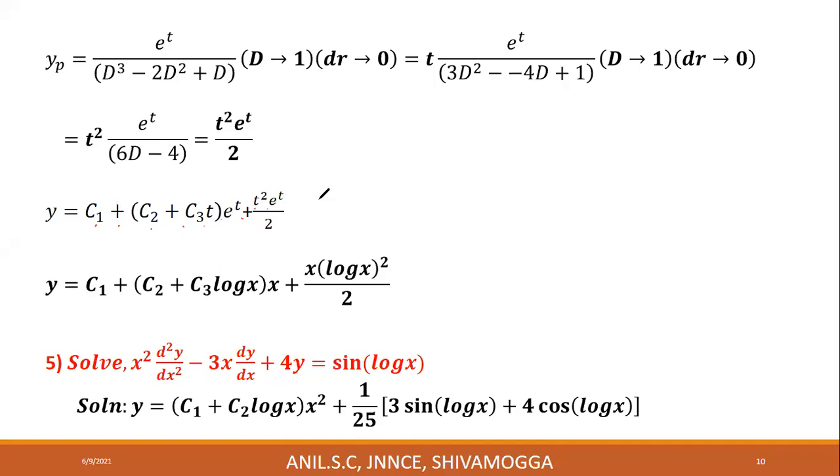Now substitute for t, or at least write where log x is equal to t, or x is equal to e power t. At least write this. Or substitute t. C1 as it is, c2 plus c3 into t, and t is equal to log x, into e power t, and e power t is x, plus t square. T is equal to log x, therefore t square is log x whole square into e power t, which is x, divided by 2. This answer is better.